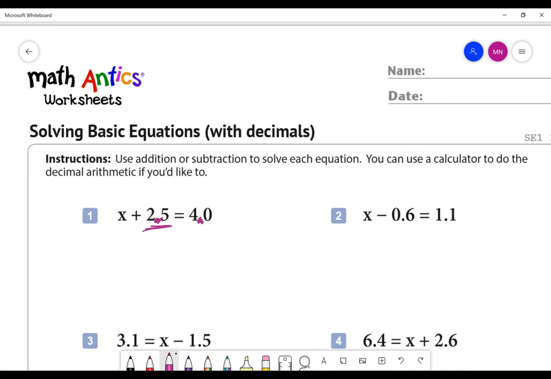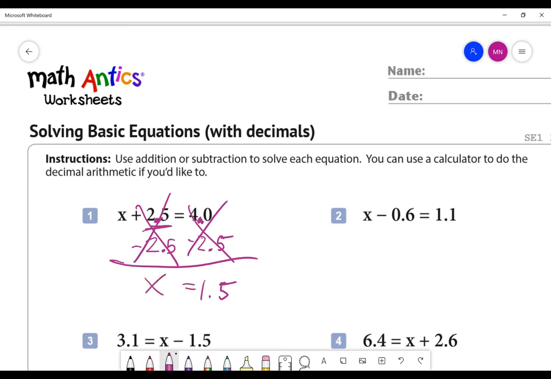And now it looks like, what do I have to add to 25 to get to 40? I'm like, oh, that's going to be minus, in this case, 2.5. So I subtract 2.5 from each side. Or you think about it as subtracting 25 from each side. Gets rid of the 2.5 here. 4 minus 2.5, or 40 minus 25, is going to give us 1.5, or 15. So x equals 1.5. All right.